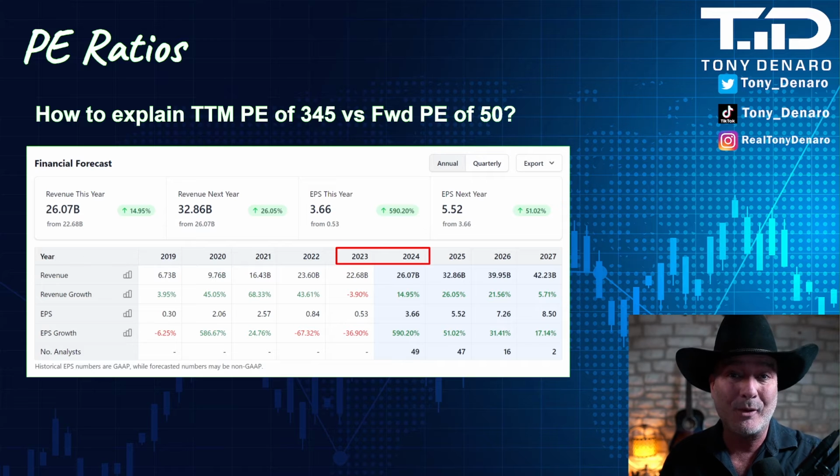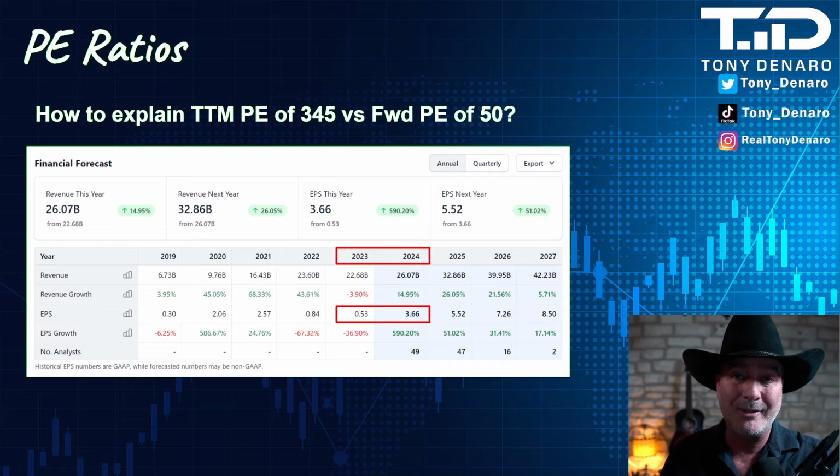To get the answer to that question, we're going to go back to this screen that shows the historical earnings for AMD and the analyst forecast for future years of earnings. And we're going to look at last year, 2023, and this current upcoming year, 2024. And I want you to notice the earnings per share. In 2023, AMD booked 53 cents earnings per share for the entire year. For the forward year, 2024, analysts are forecasting $3.66. And if you look right below that at the earnings per share growth, that is a growth in earnings of 590% from 2023 to 2024.